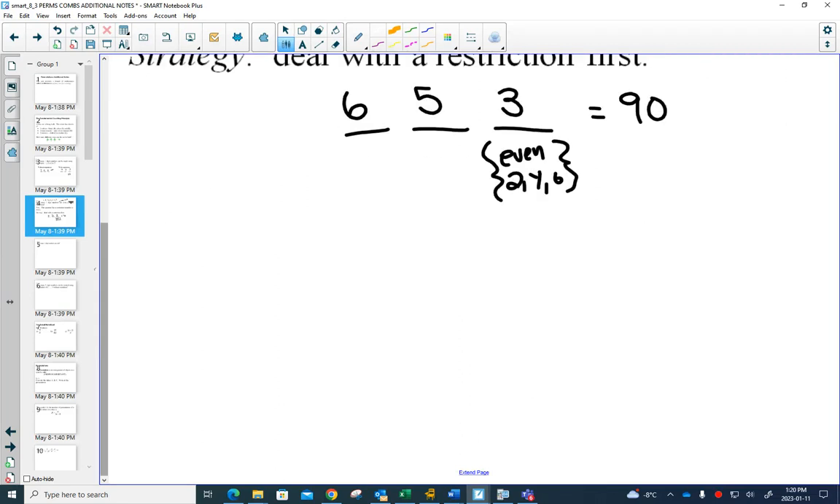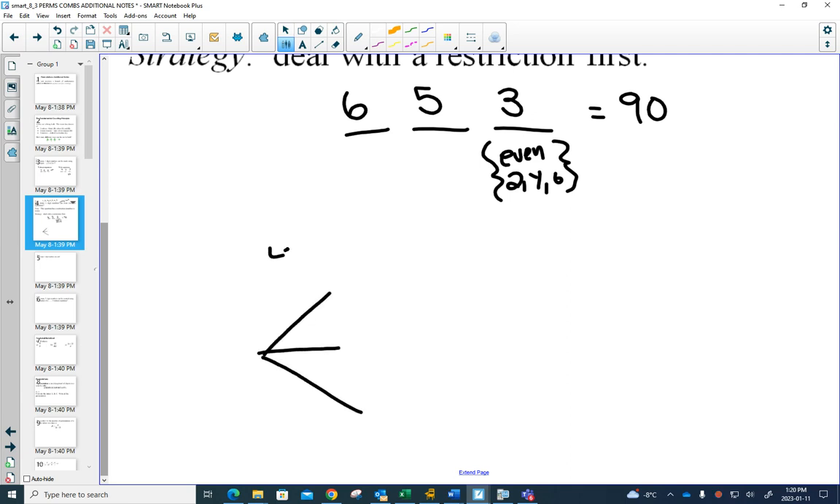Basically, this is what we're doing as a tree diagram. As a tree diagram, we dealt with the even number first. So we said, I'm going to look at my last digit. And it can be a 2, a 4, or a 6. Then the next thing I did was my first digit.